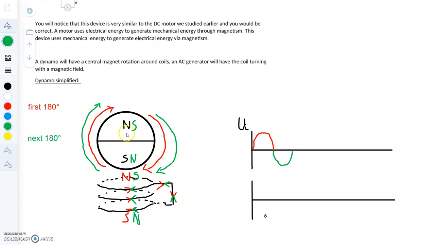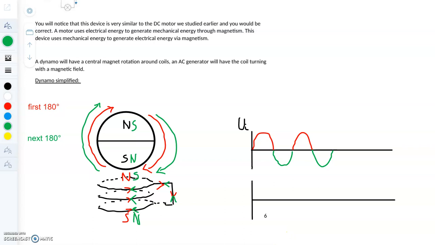Now, of course, if you've had 180 degrees, you will have had 360, which would be the identical situation as our first 180 degrees. So again, the induced voltage in this case would look like this, with the next bit being a green wave again, etc., etc. You get a perfect wave of, in this case, alternating current and alternating voltage, of course. Now, what makes the difference between a dynamo and a generator in general?